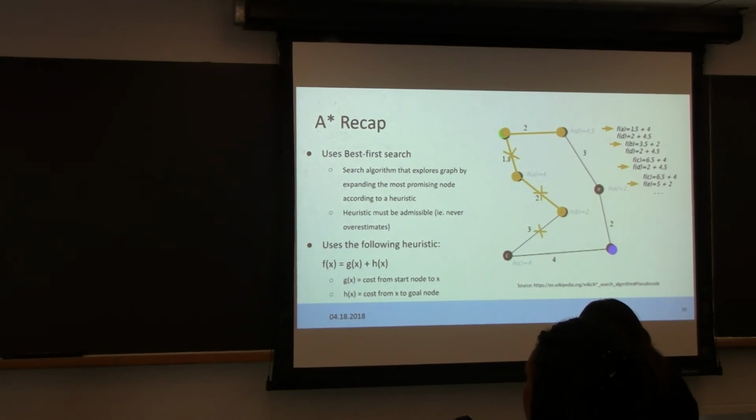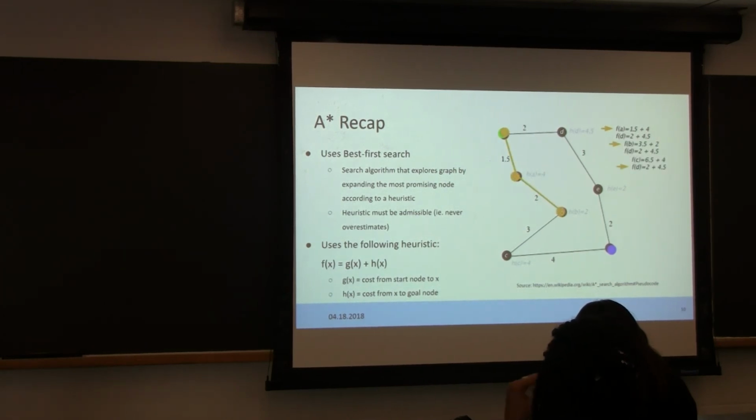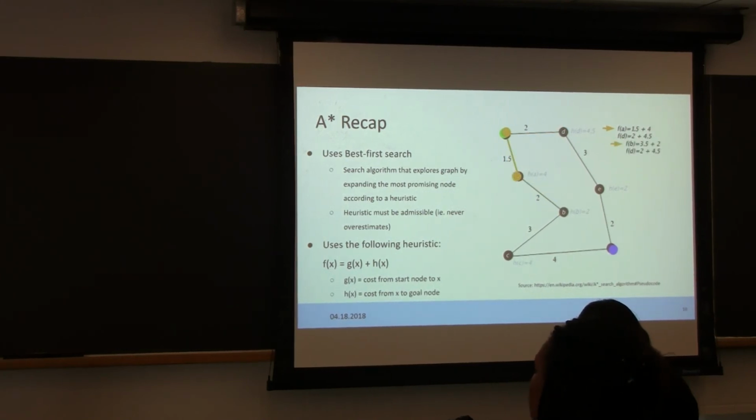And expanding just means looking at all the neighbors and then figuring out which one to go to next. So A-star is just a specific version of best first search that uses the following functions defined here: f equals g of x plus h of x, where g of x is the cost of getting to the current state, the actual cost going along the edges.